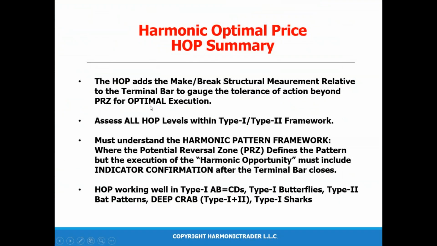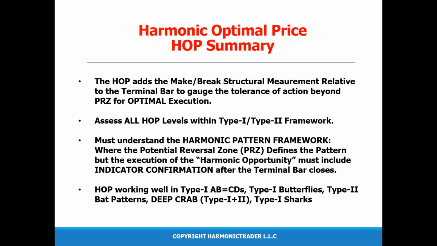So there's a few other even longer term situations we can look at currently. We have looked at gold, and we'll review more of that this week. But the HOP adds that make or break structural measurement relative to the terminal bar to gauge the tolerance of action beyond the PRZ for optimal execution. We're trying to reduce the drawdown. We're trying to be in that point of the trade where the reversal is already confirmed and completed. Now we're looking for the counter trend move.